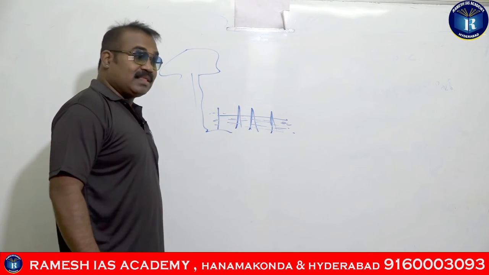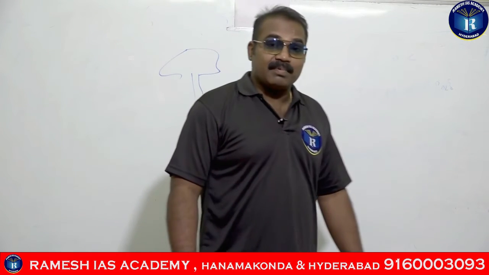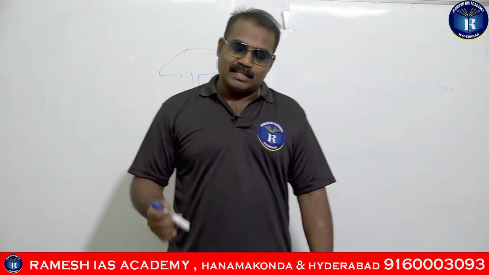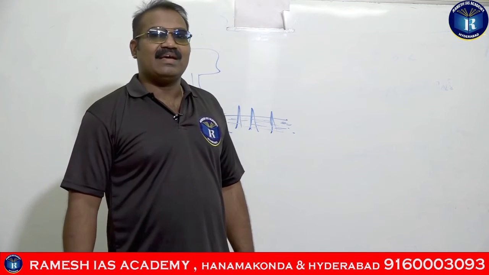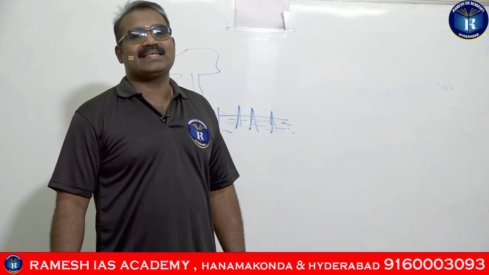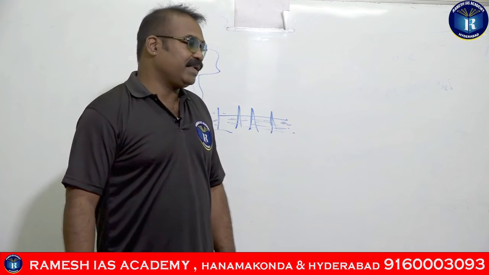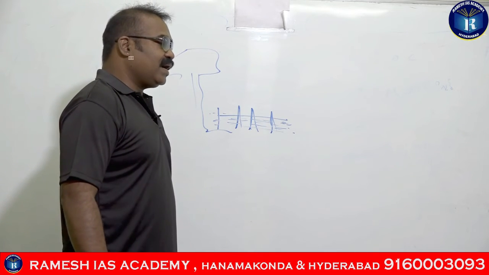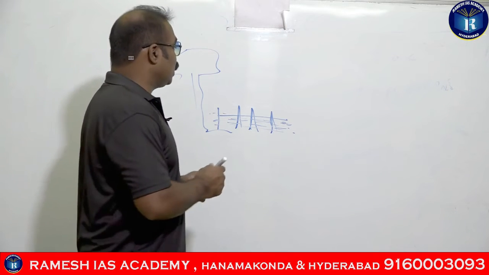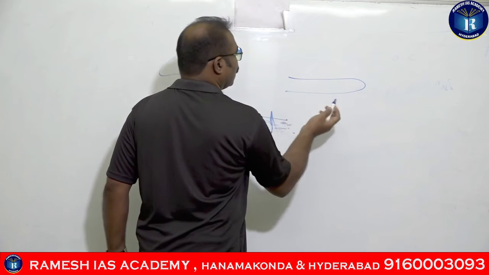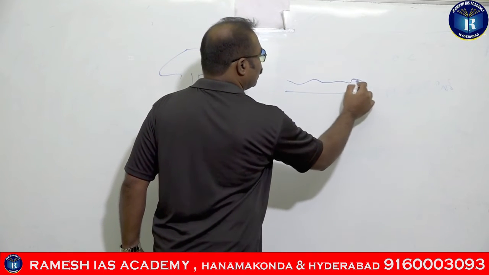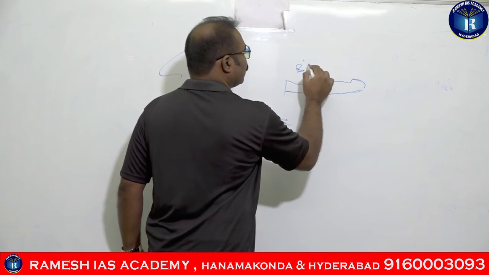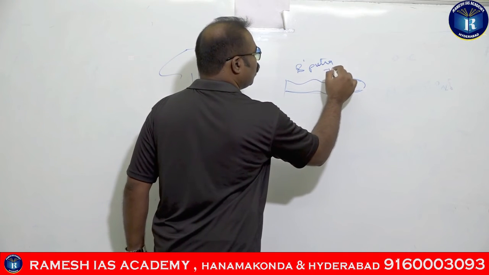The fourth division is the Brahmaputra Plains. The Brahmaputra Plains are also called the Assam Plains. The total area covered by the Assam Plains is 56,000 square kilometers. Very little area is covered by the Brahmaputra Plains, just 56,000 square kilometers. They extend for a distance of 720 kilometers. This is the Brahmaputra or Assam Plains, 720 kilometers.